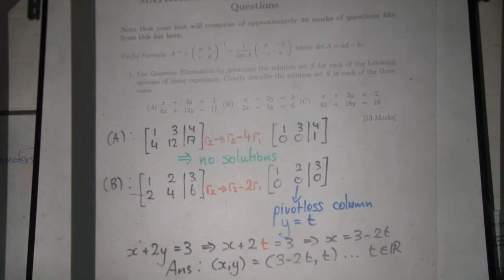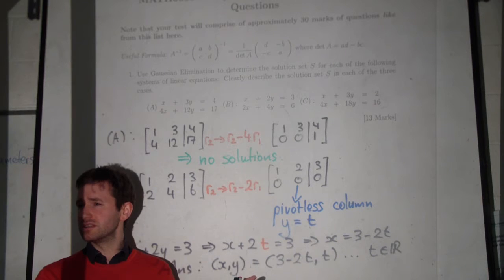For every possible value t, this is going to be 3 minus 2t plus 2t. This is going to equal 0. You're going to get 3. So no matter what the value of t is, this is going to work. So you have infinitely many solutions.